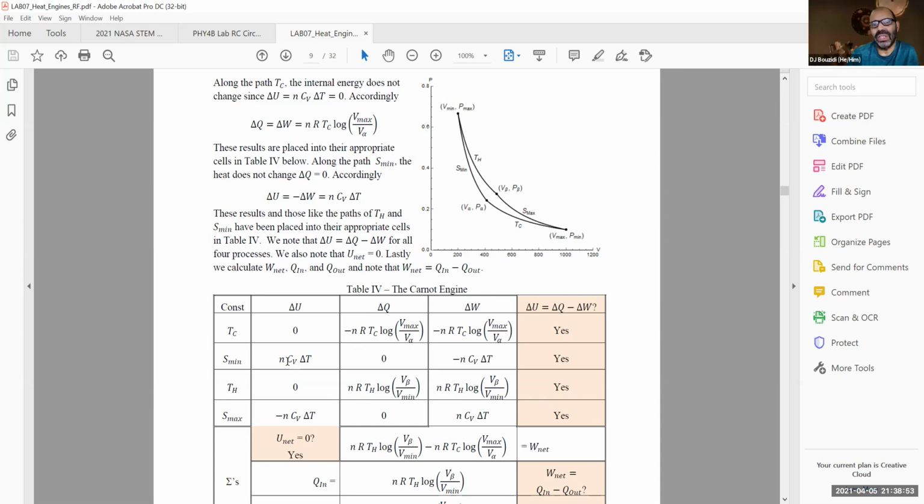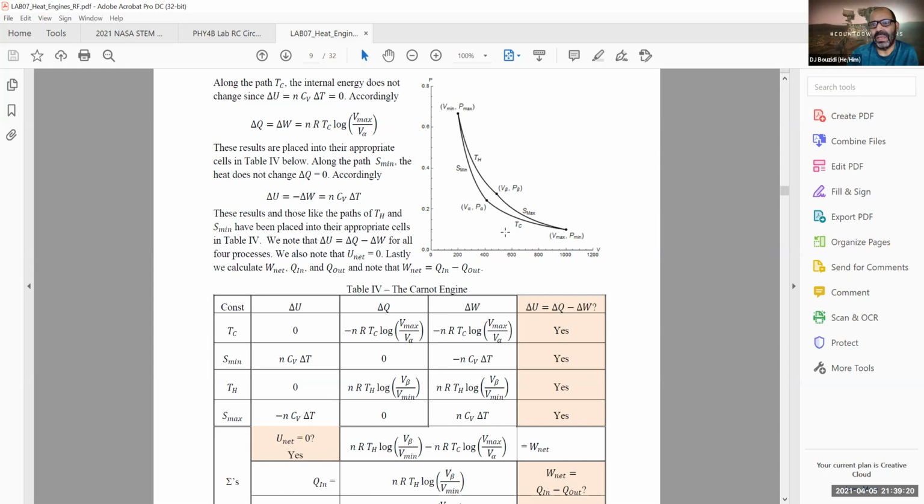So in this case, there is a change in the entropy, which is nCV times delta T. Sorry, why am I looking at this process in here? No, forget about this one. We need to focus just on this line in here, T cold. In this cycle, we're going this way, from this point to this point. So delta U is 0.